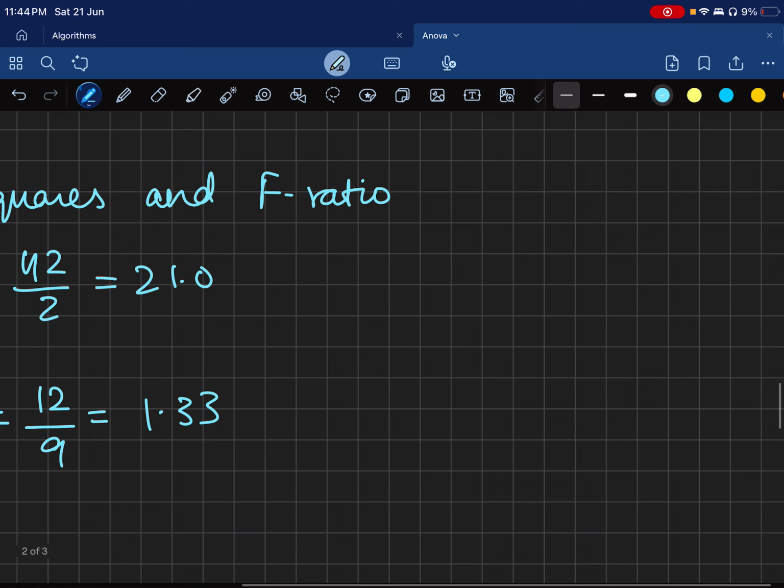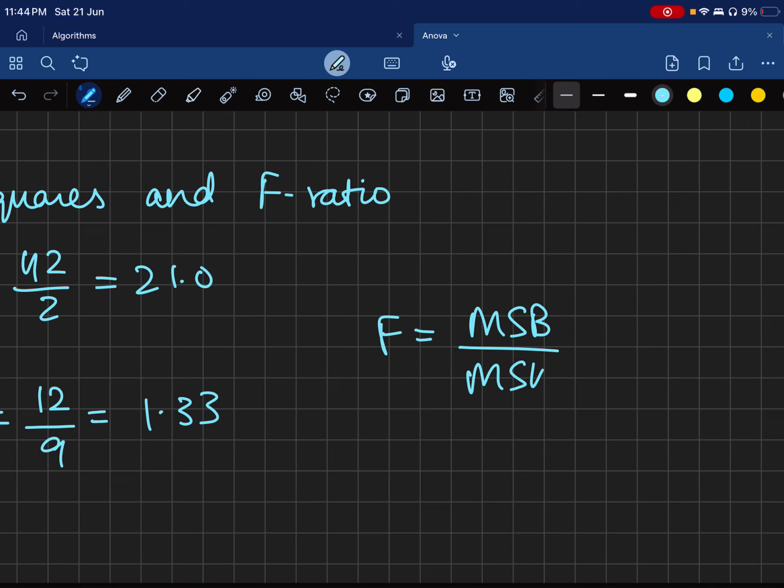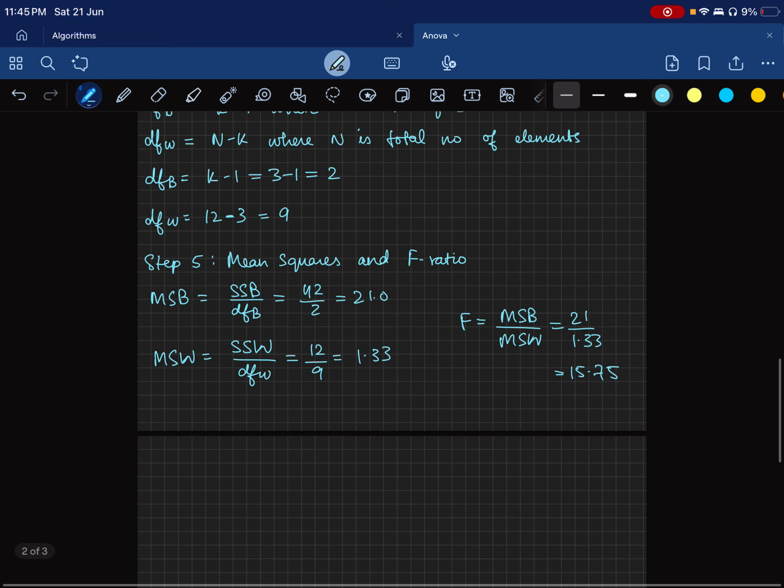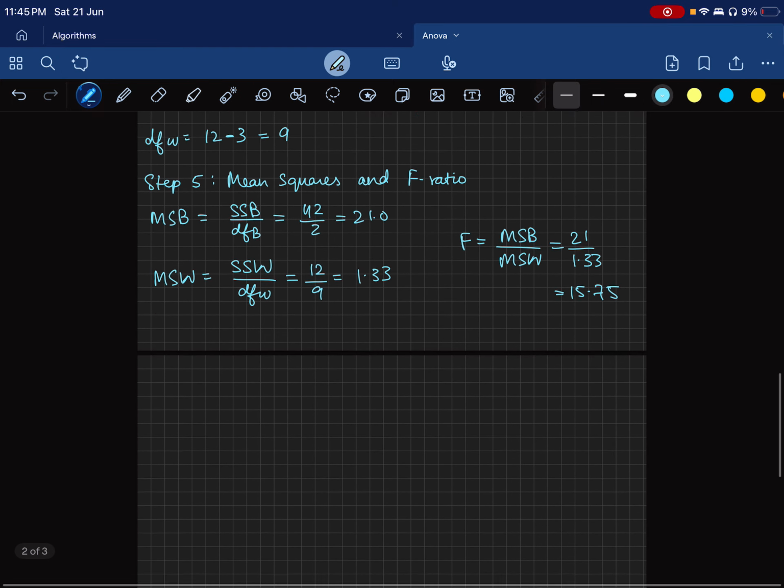And then what is the F value? This is the important part. F value is MSB by MSW, which is 21 by 1.33, which will come up to 15.75. So this is your mean squares and F ratio value.